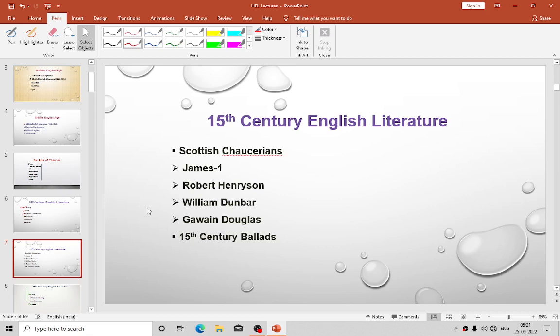Barbour's poem Bruce, B-R-U-C-E, was a spirited poem in octosyllabics. It celebrates the adventures of Robert Bruce. In this poem, the personality of Robert Bruce is the hero of the Scottish War of Independence. His lines on freedom have become famous, such as "A freedom is a noble thing."